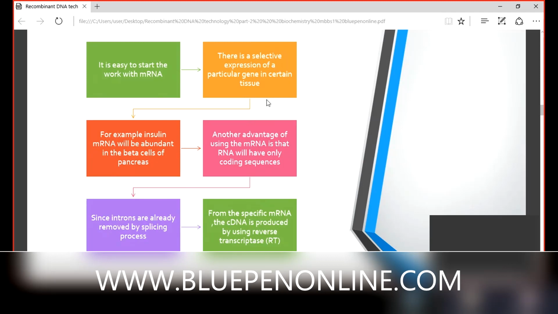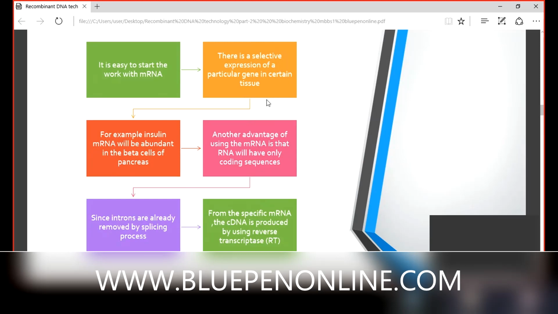In the case of replication, we know a DNA repair mechanism is there. After replication, the DNA repairing mechanism occurs. Then transcription is done. Then formation of mRNA occurs. Then mRNA undergoes post-transcriptional processing. After processing of mRNA, we get a packed mRNA full of coding sequences, right? Only exons. Coding sequences are there. Non-coding sequences are cut out and removed. So from the specific mRNA, the cDNA is produced.